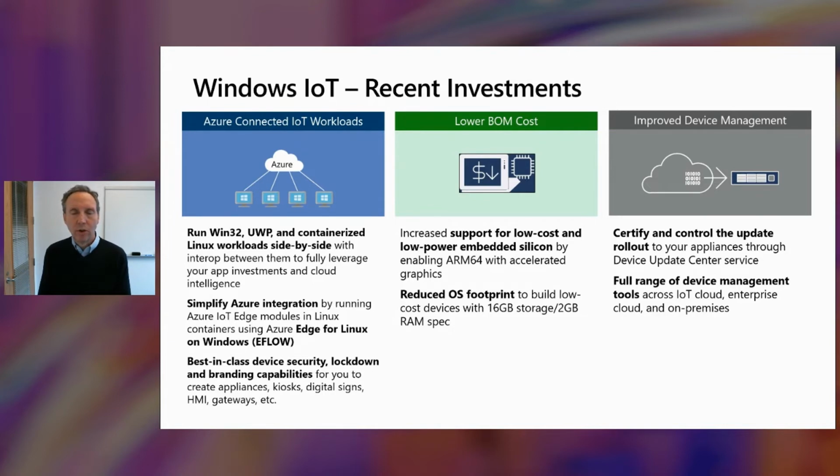In the middle section here, it's really about lowering the BOM cost. As automation becomes more common, you need more devices. And if you're a large multinational manufacturing company or a large retailer with thousands of locations, you may need thousands of devices. So cost becomes important as you're deploying thousands or even tens of thousands of devices. So we're bringing in lower cost ARM64 silicon, and we're also reducing the OS footprint. We'll touch on those briefly.